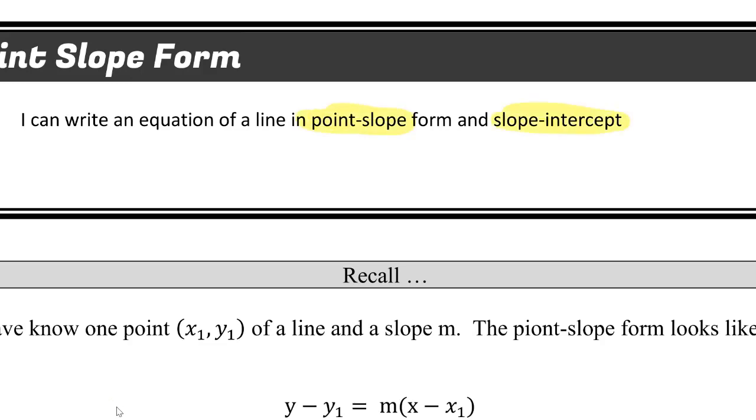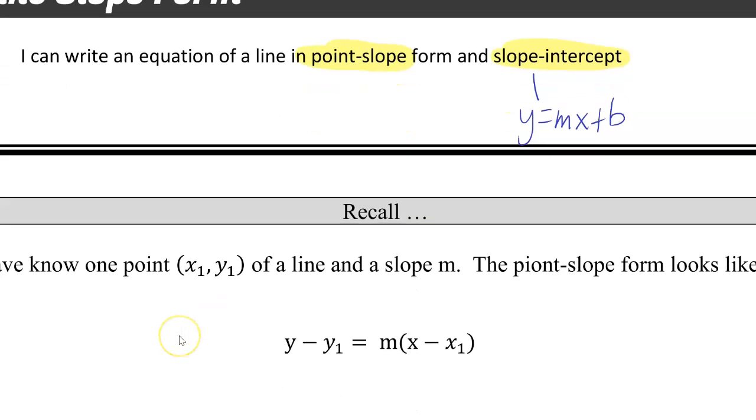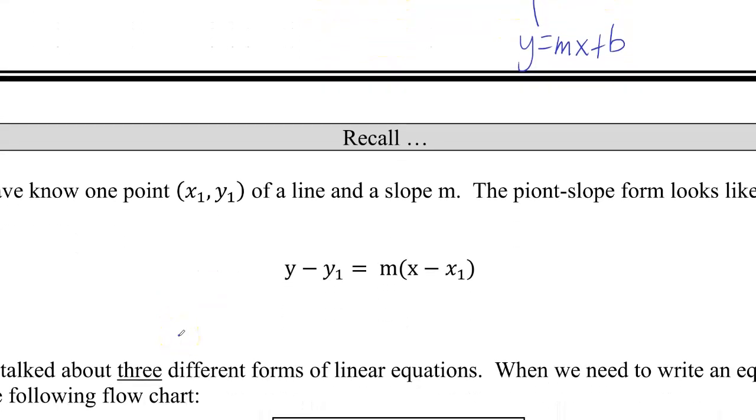Slope intercept form we already talked about yesterday or previously. Slope intercept is y equals mx plus b. Point slope is going to be the new form that we look at. So let's take a look below this. And here it is. So make sure you have this down.